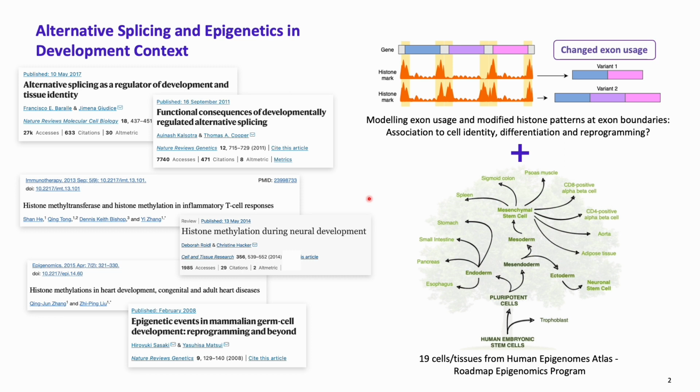This is the question we aim to clarify with the help of 19 cells and tissues coming from the Human Epigenome Atlas. This is a project belonging to the Roadmap Epigenomics program, and those include, for example, stem cells or cells of different lineages coming from mesoderm, endoderm, or ectoderm, and of different developmental stages.